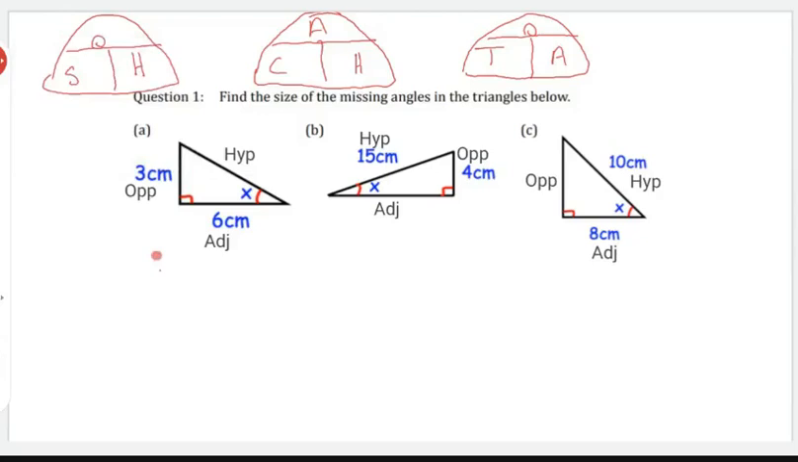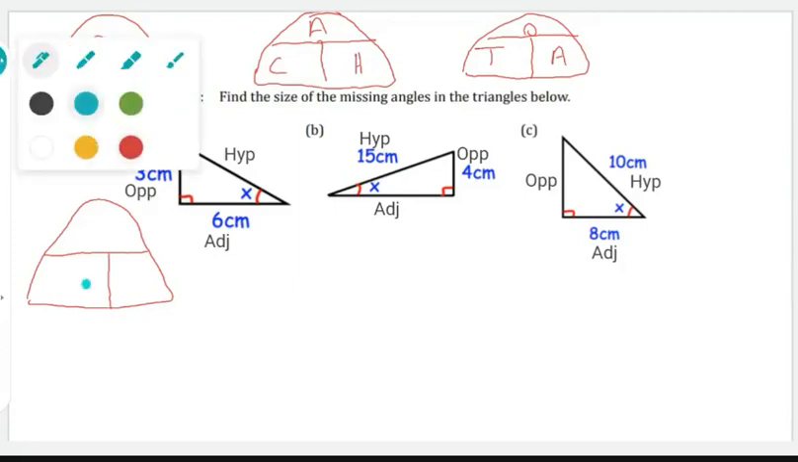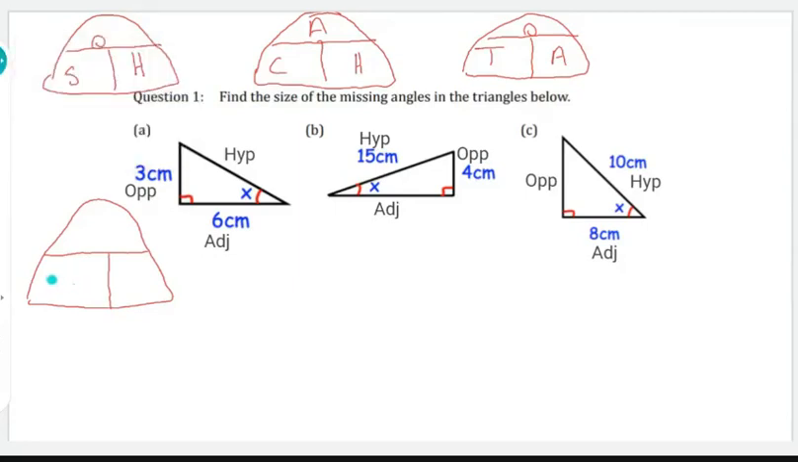So with the first triangle, we're given opposite and we're given adjacent. Do you know which triangle we're going to use? The TOA. That's it, the TOA one. Now, question: what do we replace the T with? Would it be tan x?